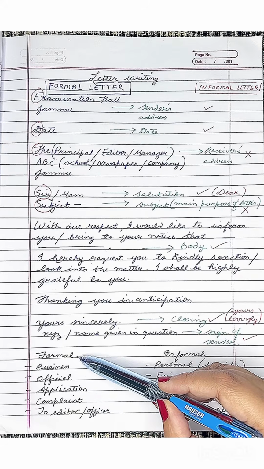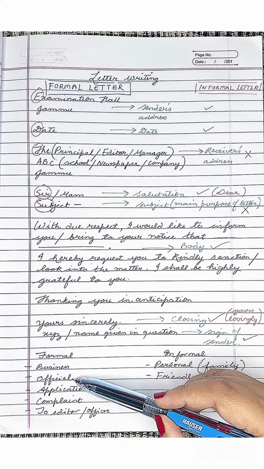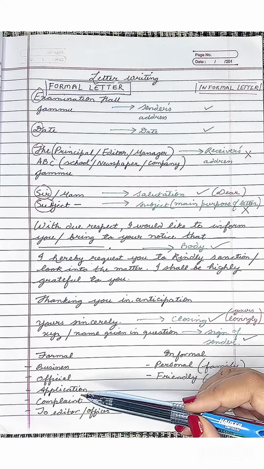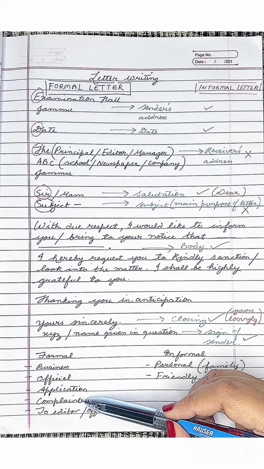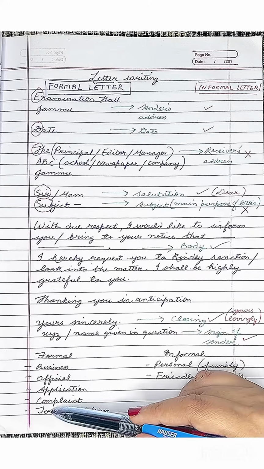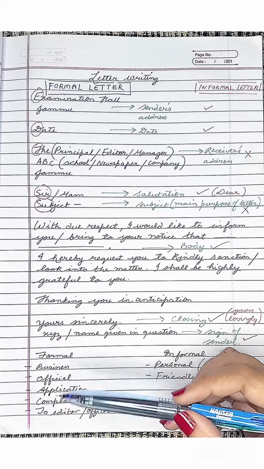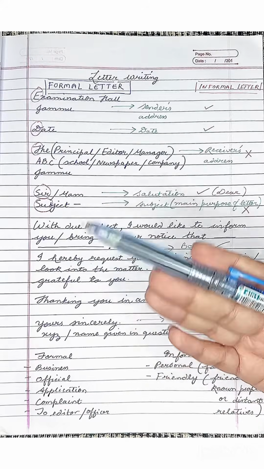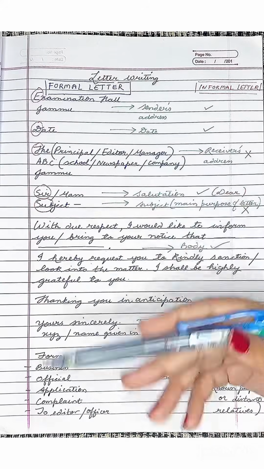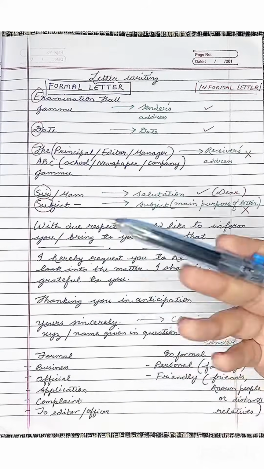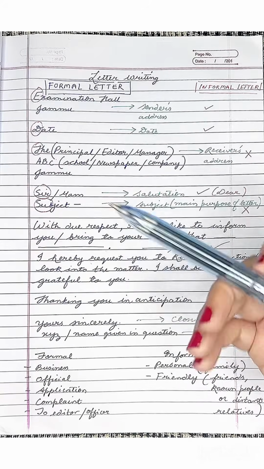What are formal letters basically? Business letters, official letters, applications to the principal, complaint letters which you write to police officers, or your letters to the editor or officer. These all are your formal letters, where you have to maintain formality. The person is not known to you. It is some officer or some higher authority. Respectfully you have to write.